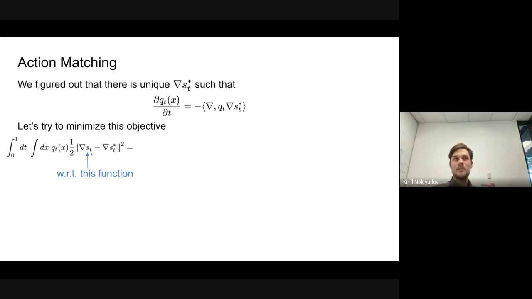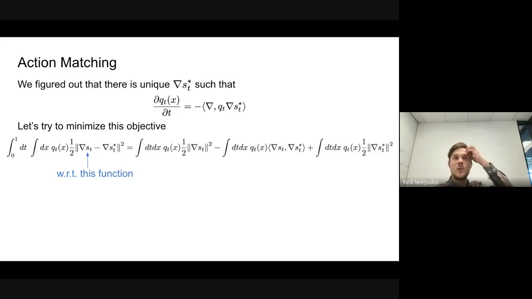And nabla S star is our target, right? And we also integrate it over the time. So if we are able to minimize this functional, then we'll clearly get nabla S star, which is our goal. And the problem is well posed because there is such a vector field and it's unique.